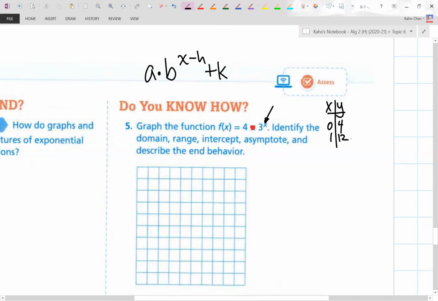It looks like I'm going to have to scale this a little bit for myself. I'm going to use axes like this and go by 2s. Okay, let's go by 2s. (0, 4) and (1, 12). 4, 8, 12 up here. Okay, great. And there's your graph.